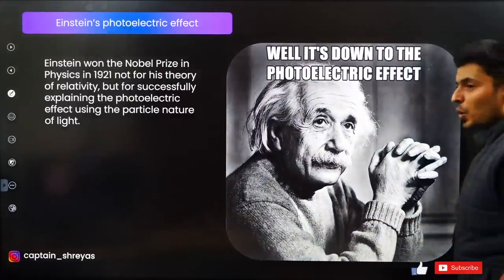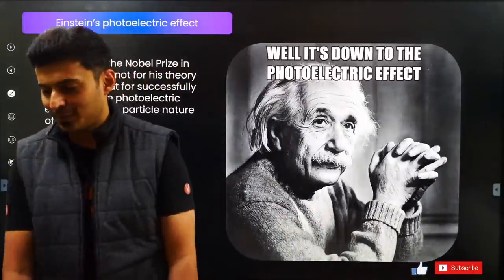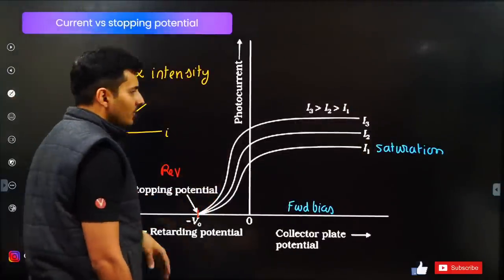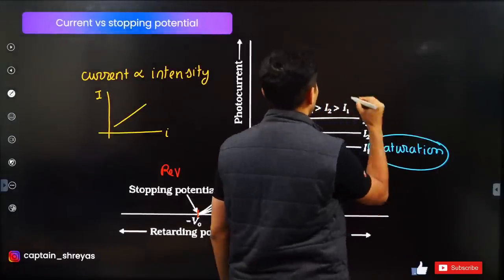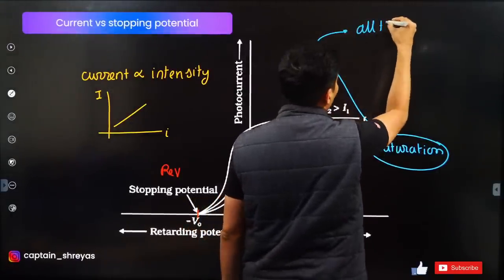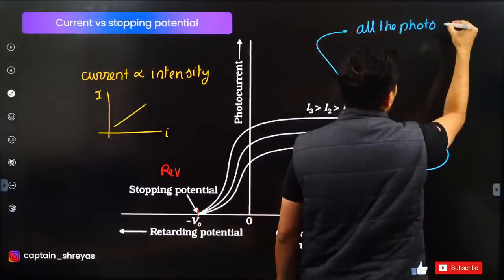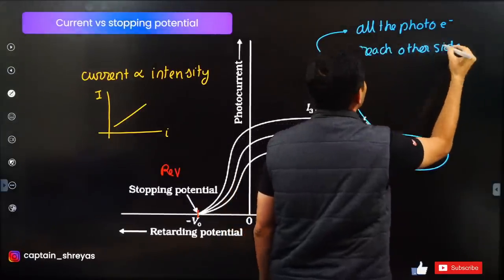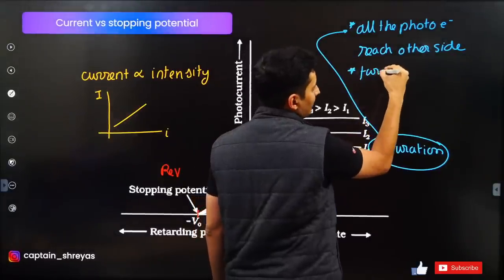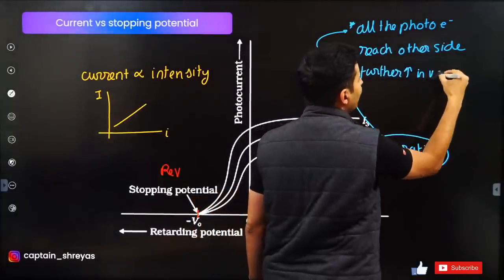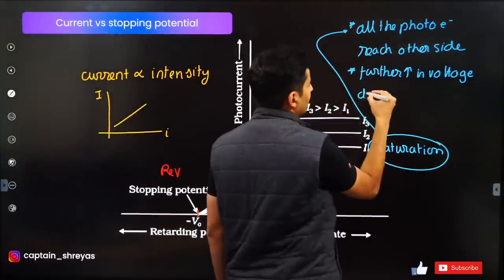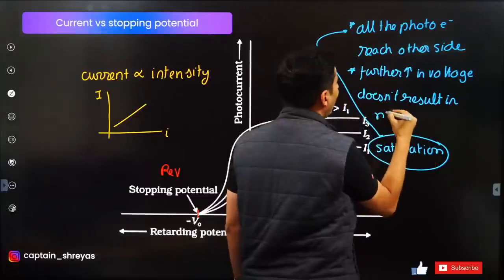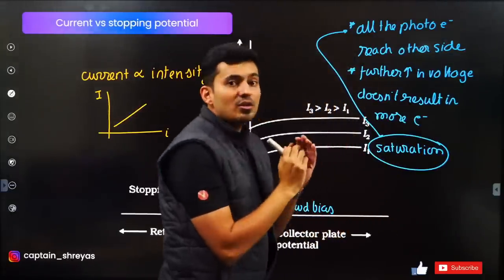Cool. Let's go to the final aspect of this particular session. Saturation point once more. I'll just tell you why the saturation happens. Why does the saturation happen? That's because all the photoelectrons reach the other side. So further increase in voltage doesn't result in more electrons. Hence, there is no change in current.